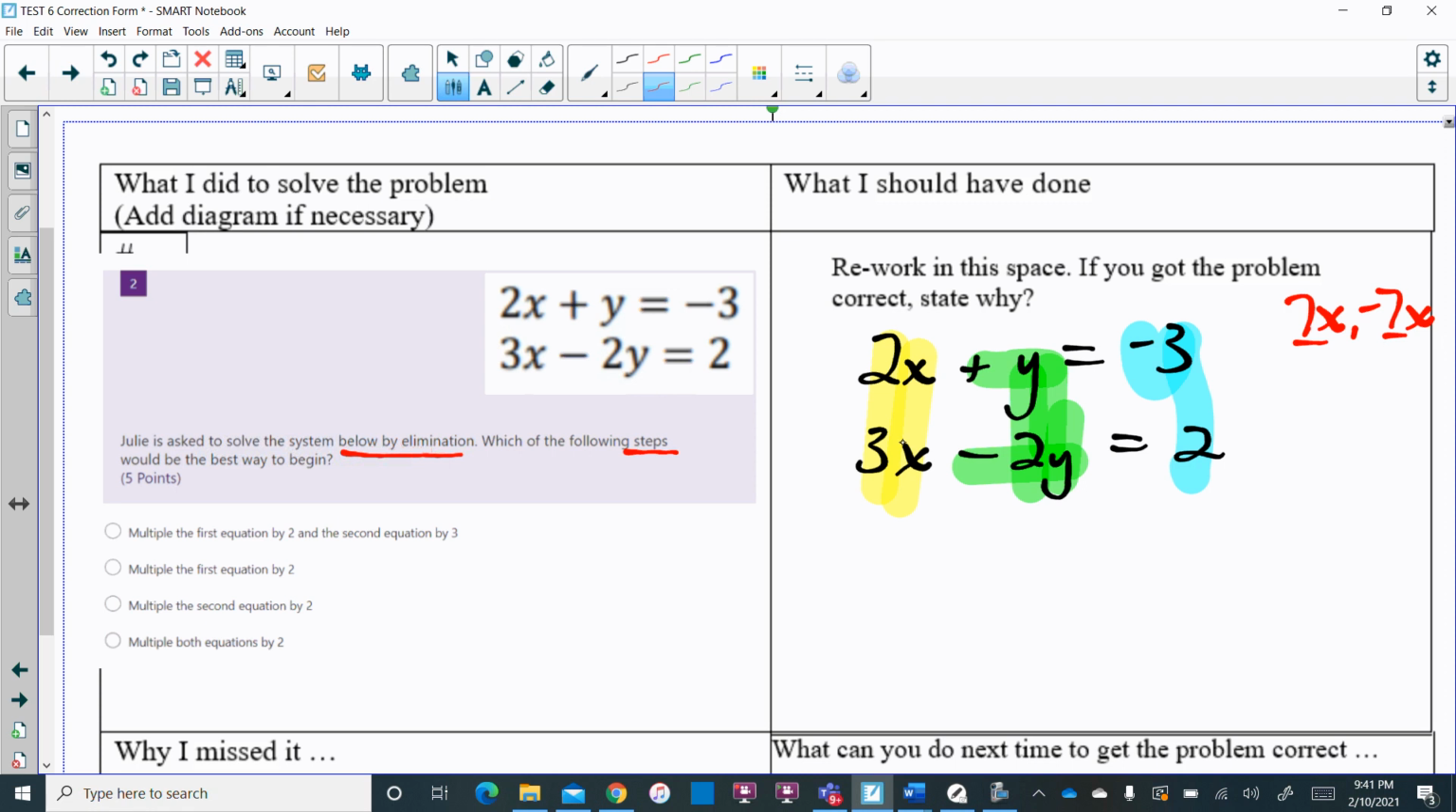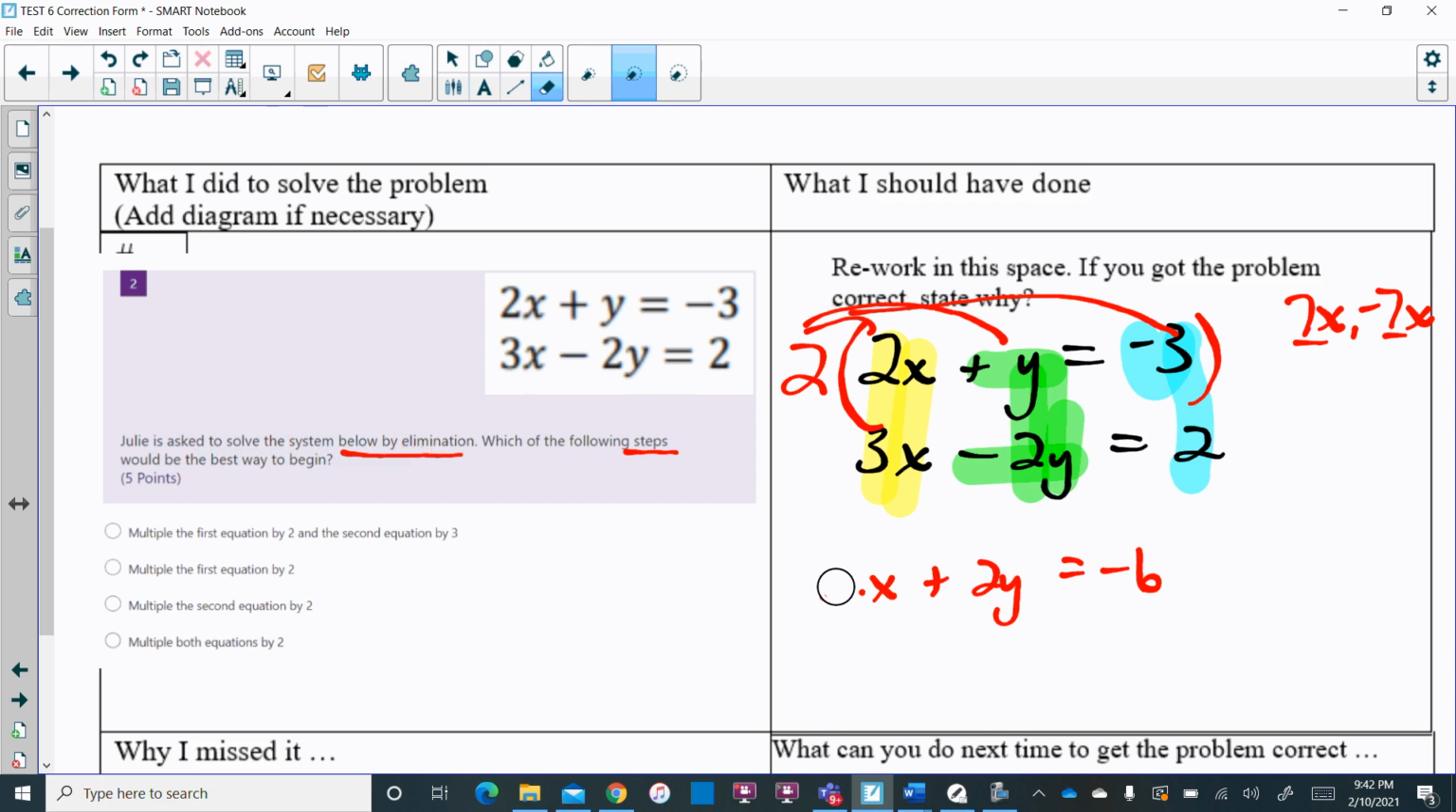Now, right off the bat, we have no opposite terms. 2x is not opposite 3x. A y is not opposite of negative 2y or minus 2y. Okay, so you had to create opposite terms here. And to create the opposite terms, you were going to need to multiply the top equation by 2 so that the y's would be opposite. So even if you worked it out, when you distribute, because I want to show it to you, this would have been 2x plus 2y equals negative 6. Oh, not 2x, sorry. 4x here, sorry. Jumped the gun. 4x.